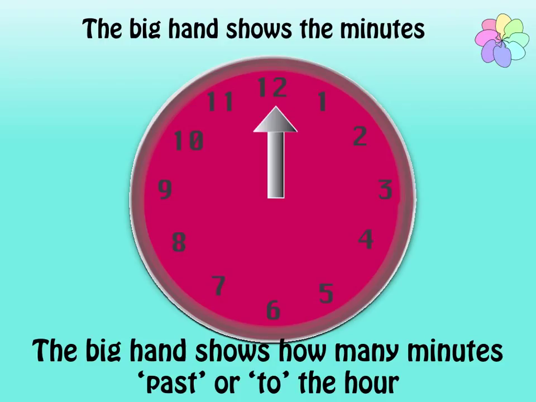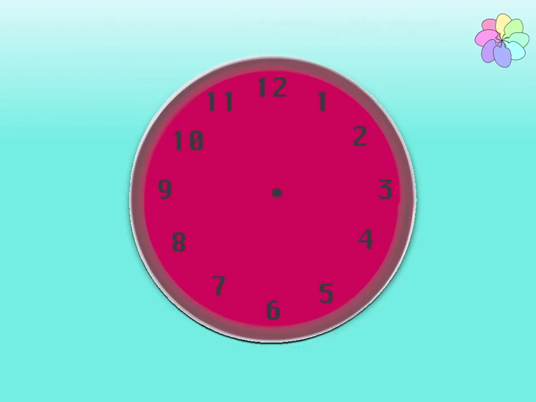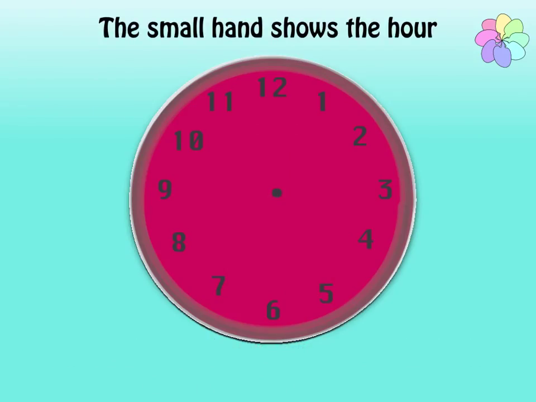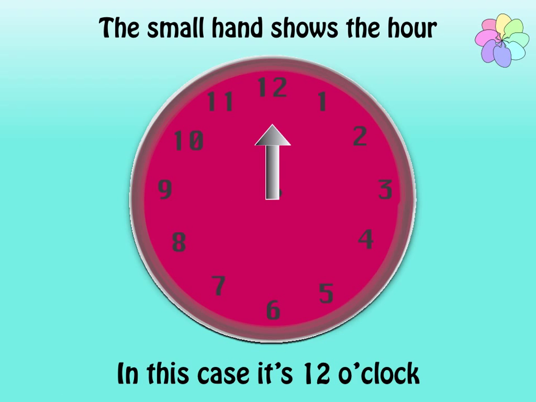So the big hand shows the minutes, and if it's going clockwise to the right we say past, or if it's after 6 and going back towards 12 we say to. The small hand shows the hour. So in this case it's pointing to 12, it's 12 o'clock.